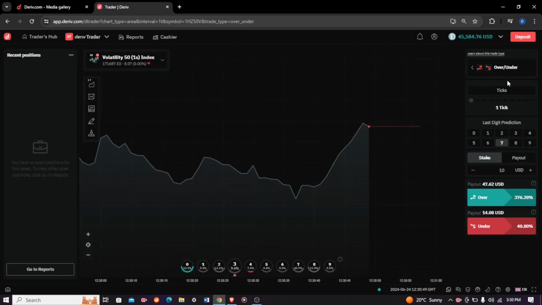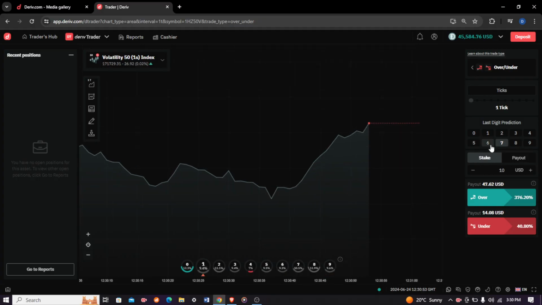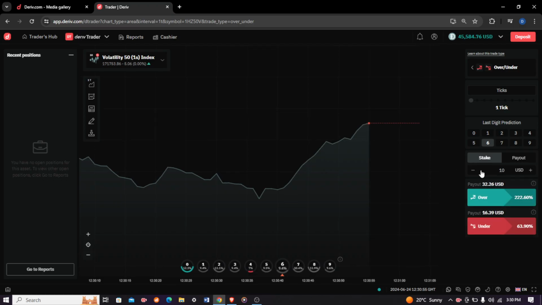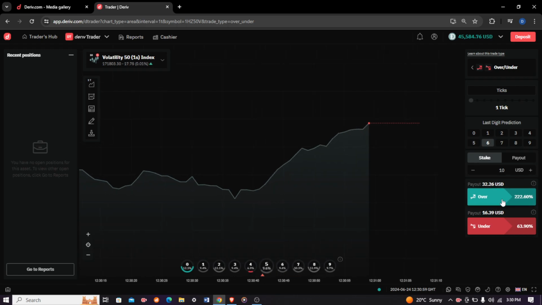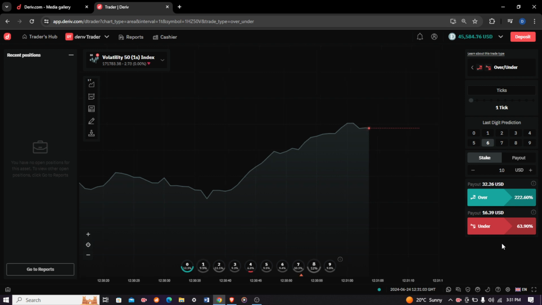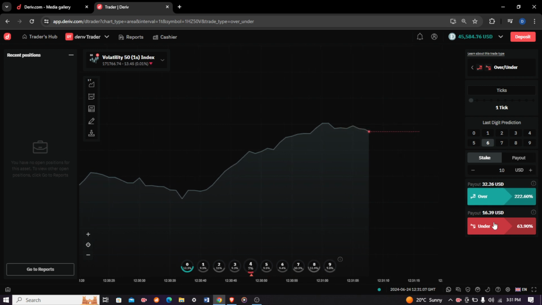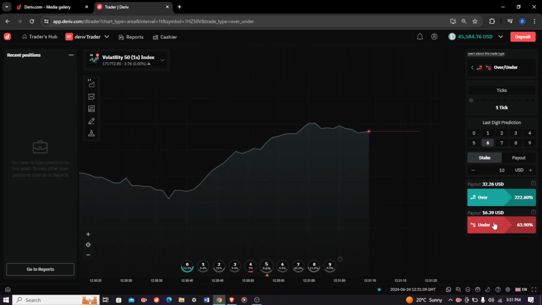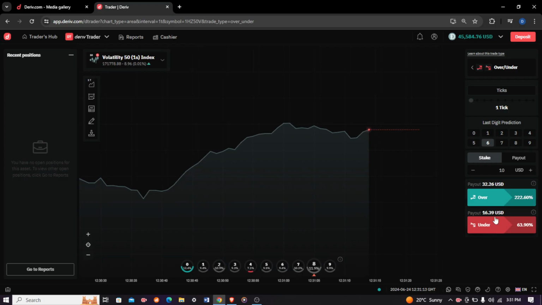So just come to the over under sector. Make sure the ticks is set to 1 tick. Make sure your prediction is set to 6. Make sure you have set your trade amount. Make sure it is over and make sure it is under. And stay put. Whenever it touches 7, any of the numbers above 6, you place under immediately.